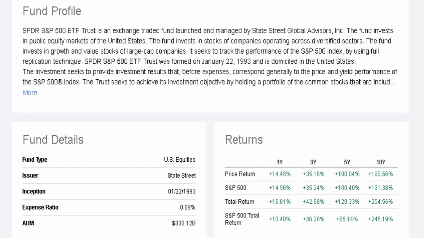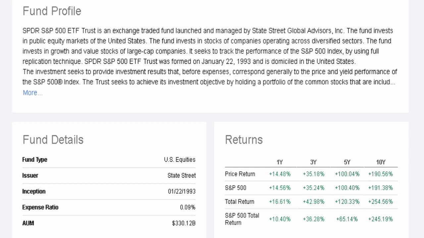The SPDR S&P 500 ETF Trust is an exchange-traded fund launched and managed by State Street Global Advisors. The fund invests in public equity markets in the United States in stocks of companies operating across diversified sectors. The fund invests in growth and value stocks of large-cap companies. It seeks to track the performance of the S&P 500 index by using full replication technique. The ETF Trust was formed on January 22nd, 1993, and it is located in the United States.